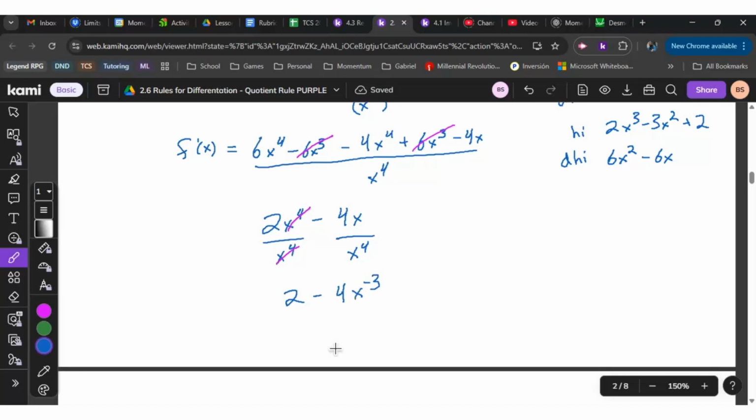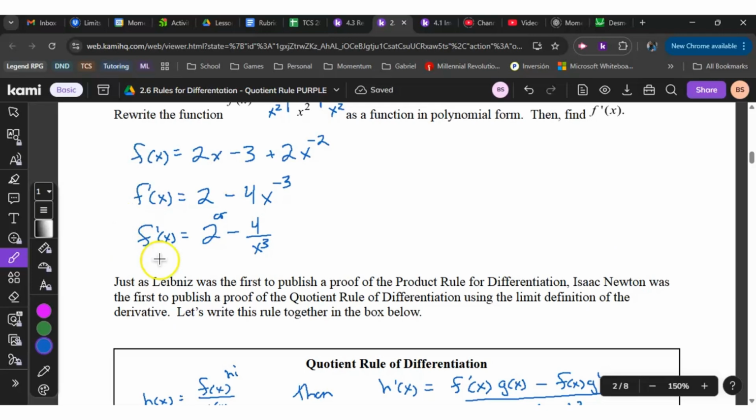There we go. And if you look, isn't that exactly the same as what we got before if you look up? Same as these, right? It's the same thing. If we look up at the previous one that we just did, 2 minus 4x to the negative 3.